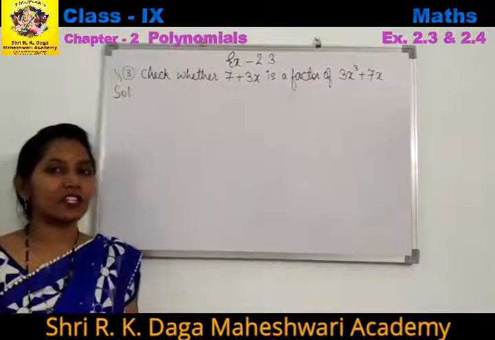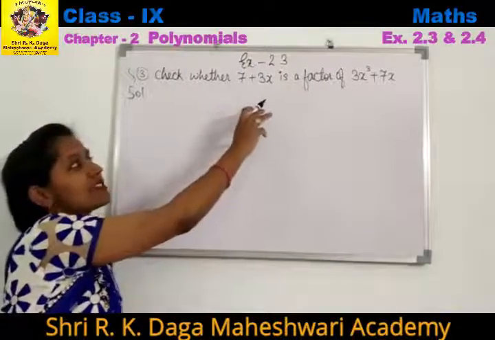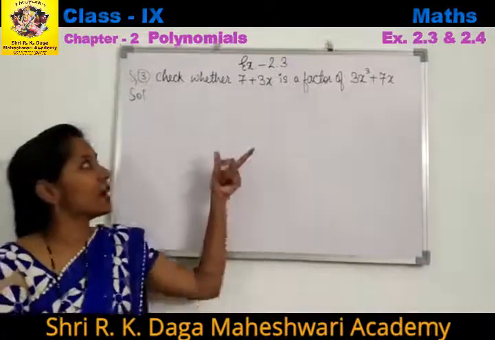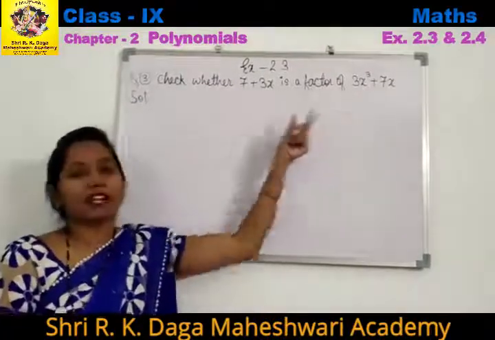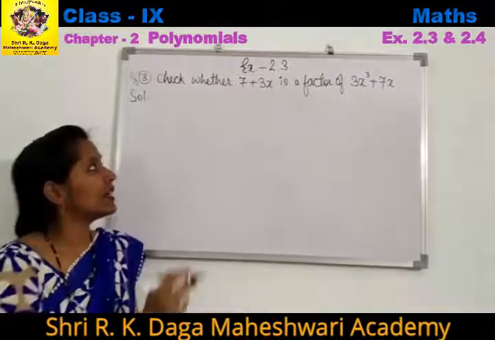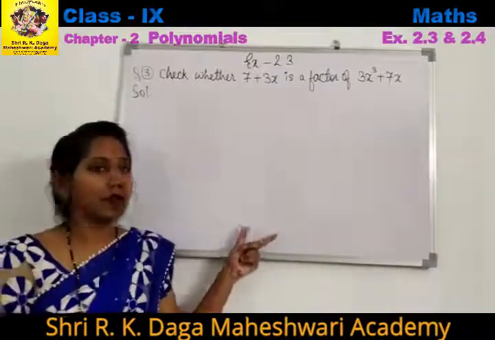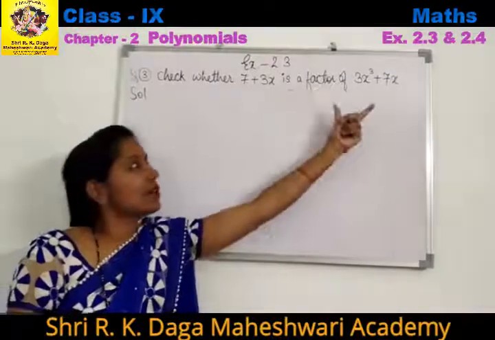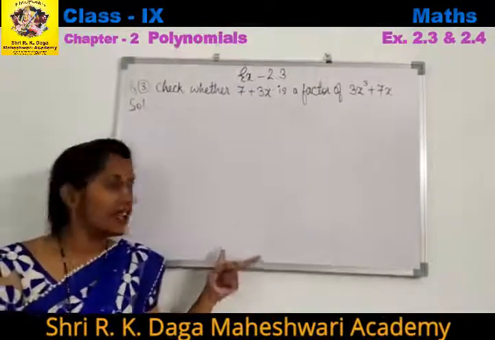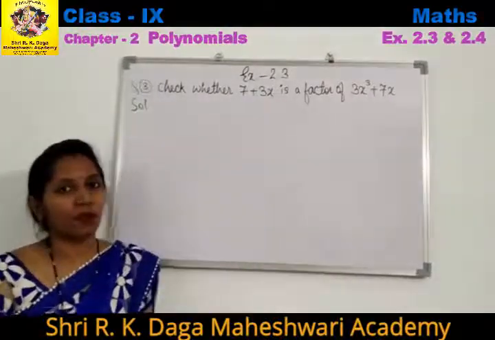Now the last question of this exercise is: check whether 7 plus 3x is a factor of 3x cube plus 7x. In this question you have to divide 3x cube plus 7x by 7 plus 3x and find out whether it is a factor or not. That is, if we get remainder 0 then it will be a factor of this polynomial, and if we get a remainder other than 0 then it will not be a factor of this polynomial.